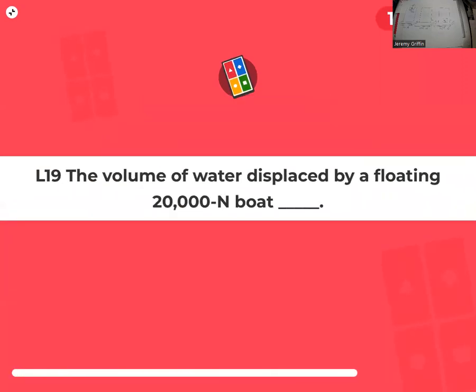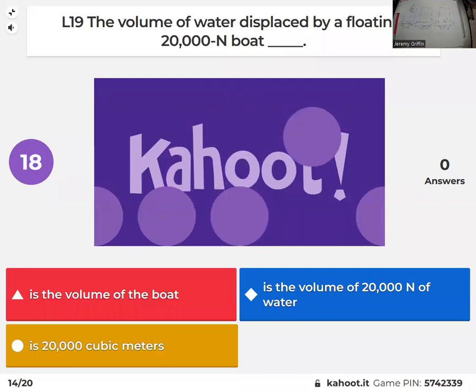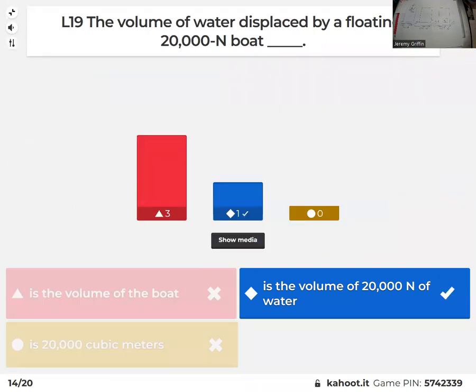Volume of water displaced by a floating 20,000 Newton boat. The volume of 20,000 newtons of water. All right, 3 of you guys chose a submarine, which I guess could be true for very special circumstances. Let's see the best explanation for this one.